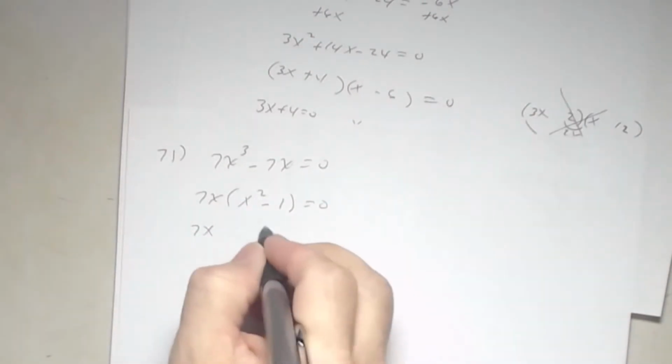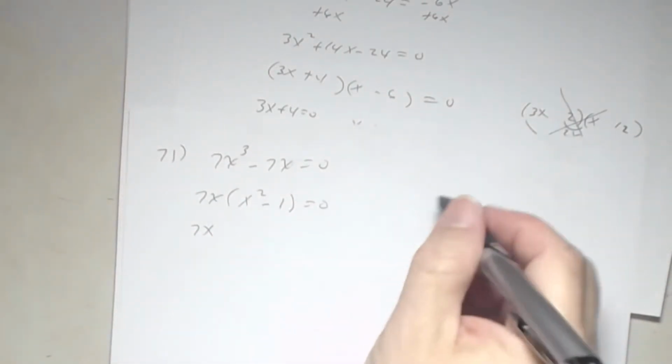I guess you then factor for 0? No, you can factor this further, guys. What's x squared minus 1? It is the difference of two squares. x plus 1 times x minus 1.